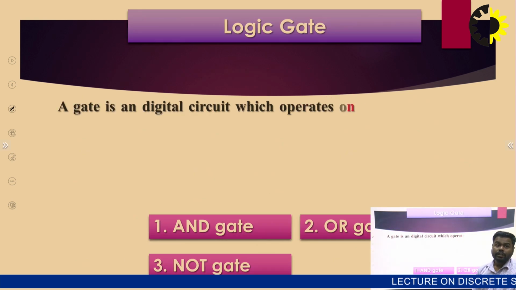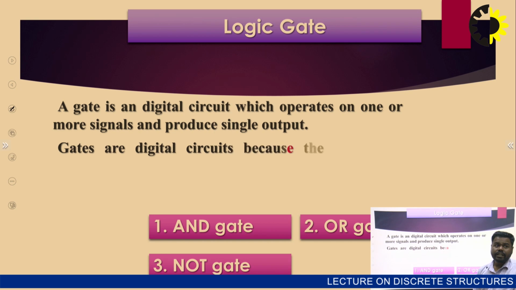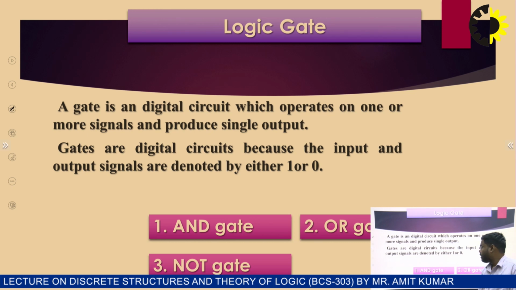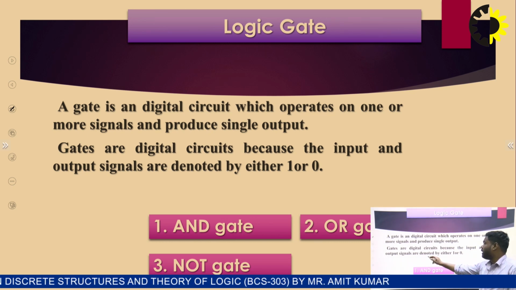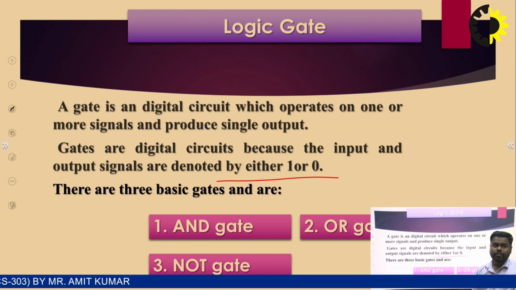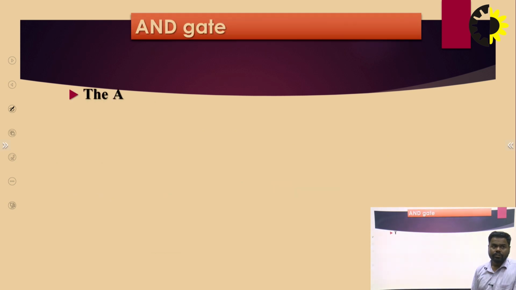Next, logical gates. A gate is a digital circuit which operates on one or more signals and produces a single output. Gates are digital circuits because the input and output signals are denoted by 1 and 0. There are 3 basic gates: AND, OR, NOT.